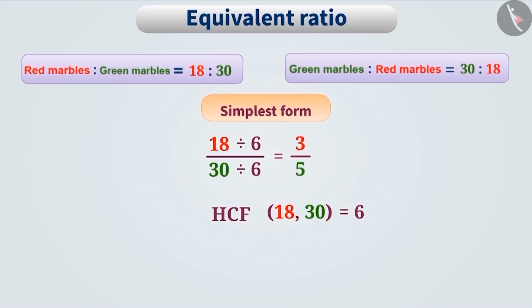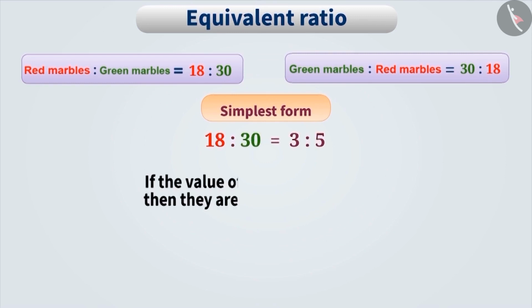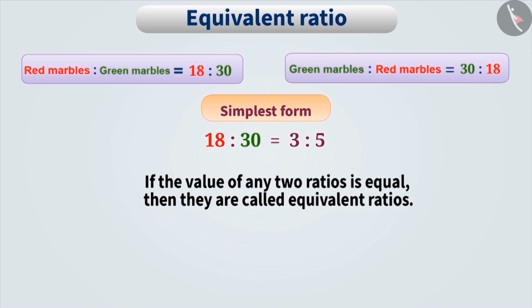Then, we express it in the form of a ratio. Just like 3 by 5 can be expressed in the form of a ratio as 3:5, 3:5 is the simplest form of the ratio 18:30. Here comes another important point. Ratios 18:30 and 3:5 both have equal values and are called equivalent ratios.